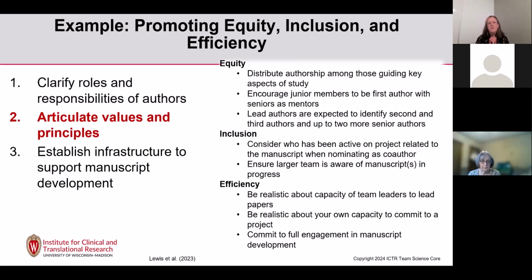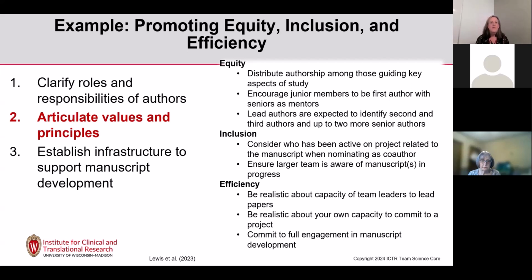But you also see there that they want to encourage junior members to be first authors and senior members as mentors. They wanted to have the lead authors identify second and third authors. So those were the things that they were doing to help it be equitable. In terms of inclusion, they encourage considering who's already been active on projects. So again, they didn't want all of the same authors all of the time. And so they wanted to give opportunities to other people in the consortia. And then efficiency has to do with just being mindful and reflexive about the bandwidth of everybody involved. If you commit to a project, do you really have the bandwidth to do that? So that has to do with articulating your values and principles.